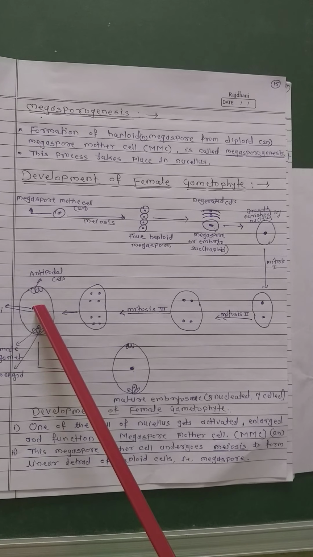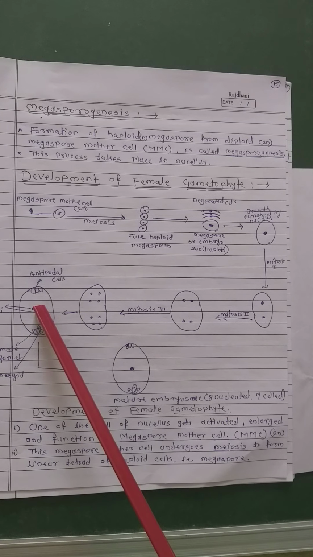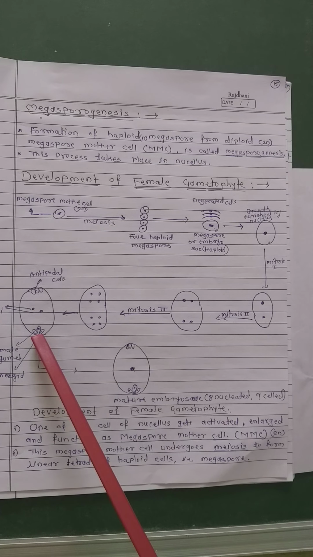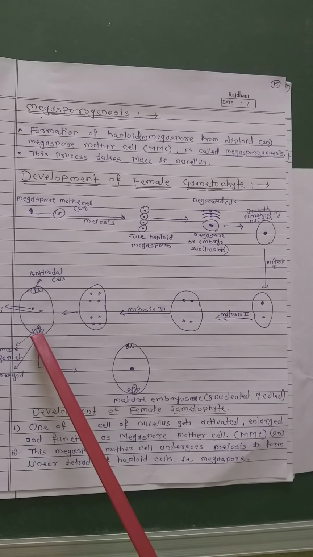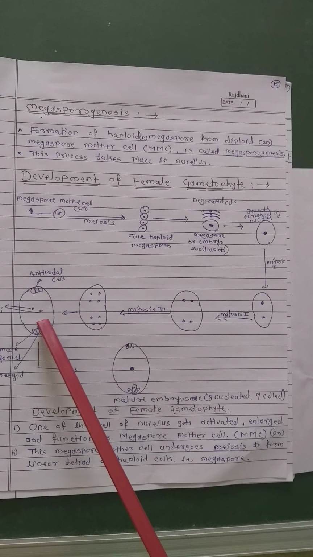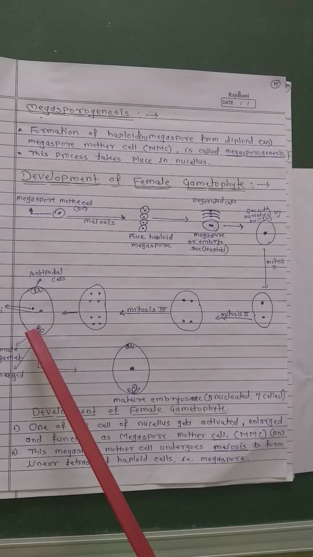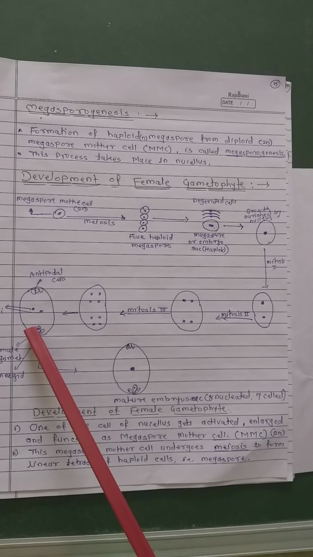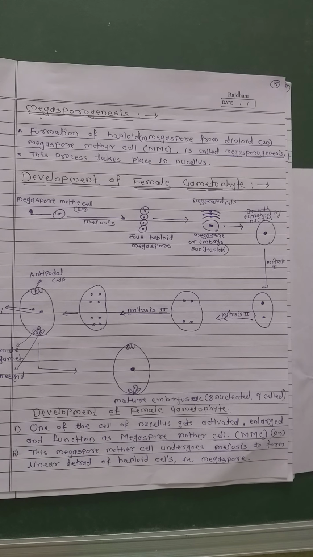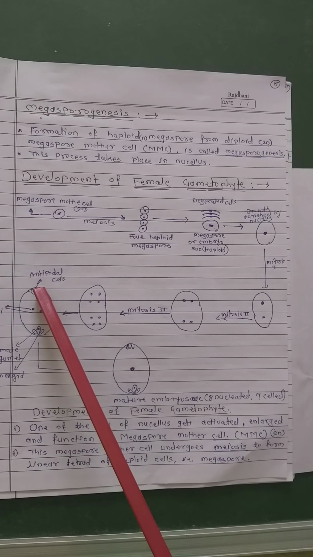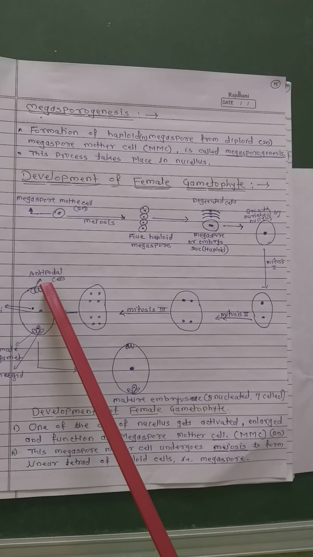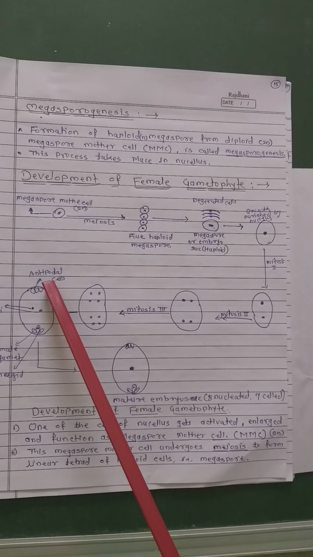The three nuclei towards the micropylar end form the egg apparatus, which consists of a large central haploid egg cell and two supporting synergids. Synergids show hair-like projections called the filiform apparatus, which guide the pollen tube towards the egg. Three nuclei towards the chalazal end form the antipodal cells.